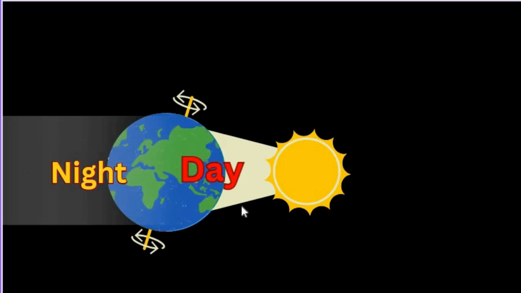And due to the movement of the earth, the earth is continuously revolving, moving around the sun. Because of that, some part of the earth has the sunlight, that is called the day, and some part of the earth is not reached by the sunlight, so that's why it is called the night time there.